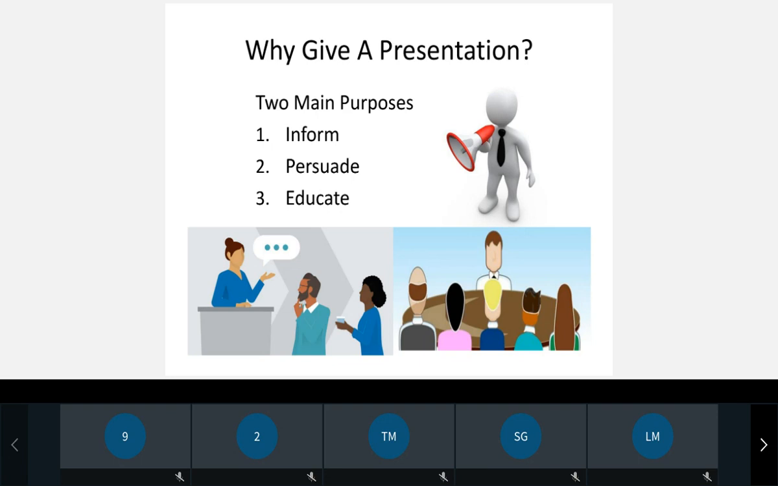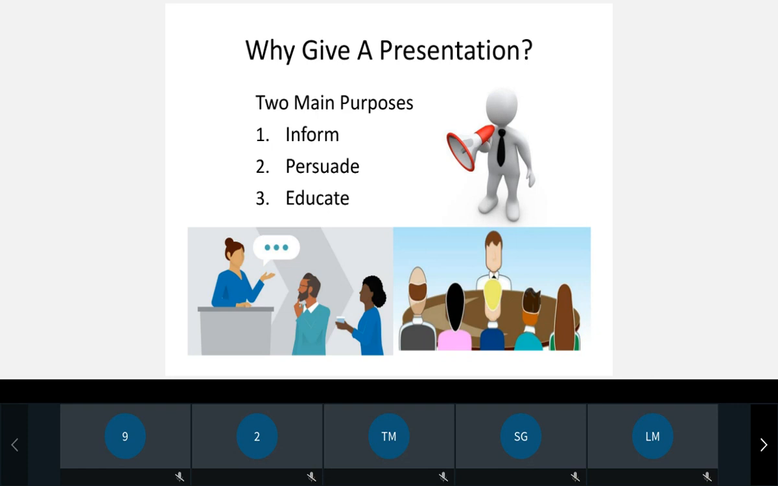And finally, you educate. Education matters a lot because unless and until we are educated, we will not be able to have the information registered and restored in our memory box. So it is very important to understand why to give a presentation.